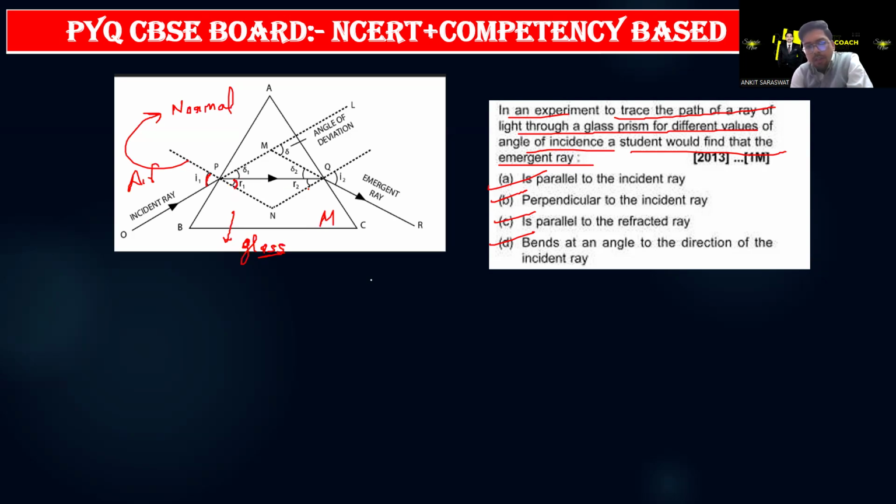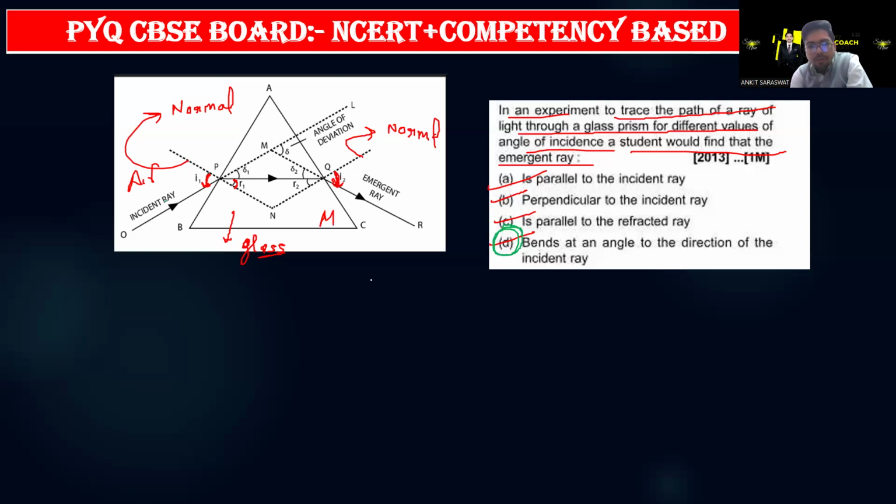Okay. Then again it is going from denser to rarer, so it will bend away from the normal. Again we will draw the normal. Now this is the angle of emergence. And this angle of emergence depends on the angle of incidence. If you change the angle of incidence, then it will also change. So it will bend. What is the right answer? Option D: bends at an angle to the direction of incident ray.